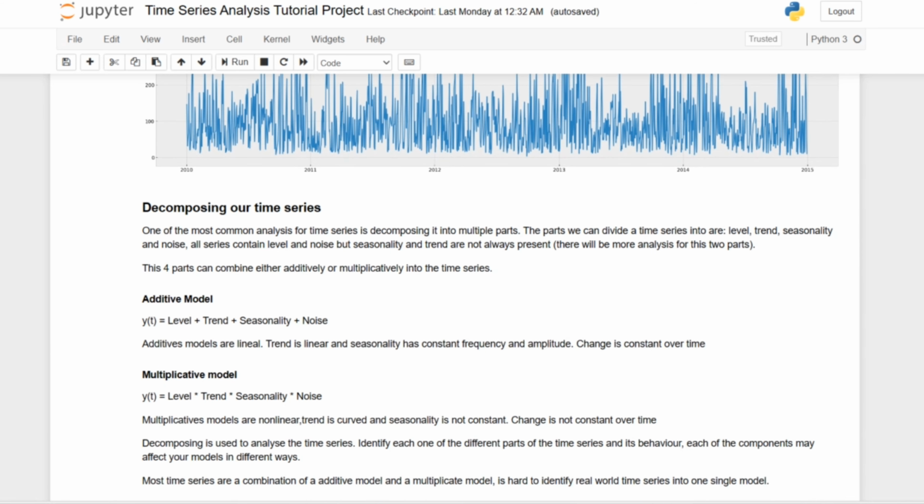One of the most common approaches is to decompose into multiple parts. We are dividing this time series into level, trend, seasonality, and noise. All of these series contain level and noise, but sometimes you may not see a trend or you may not see seasonality. That's why we split the whole plot, to identify if there is any seasonality or trend present, and what we can do about it.